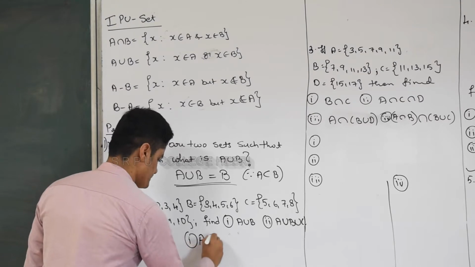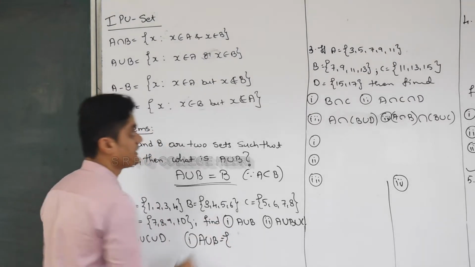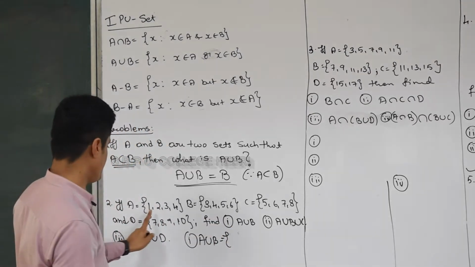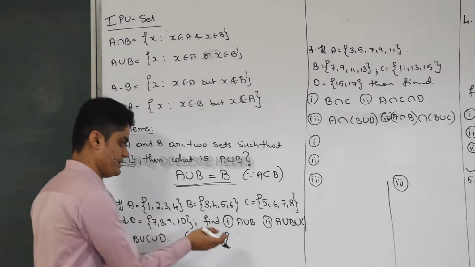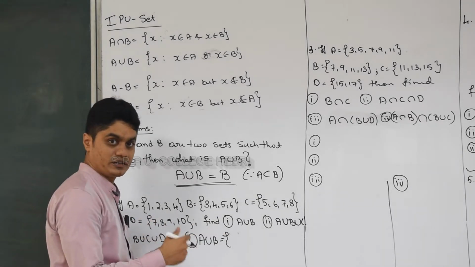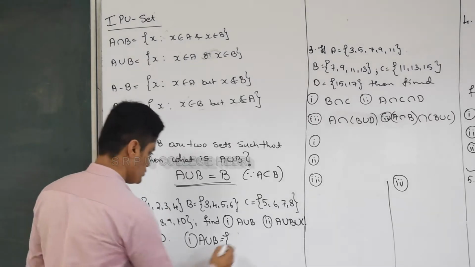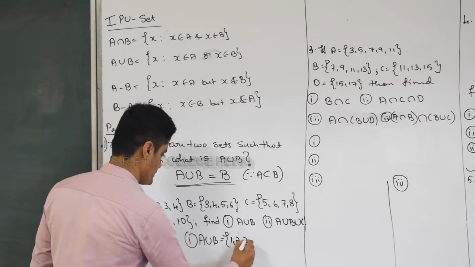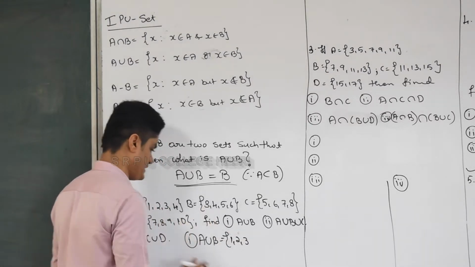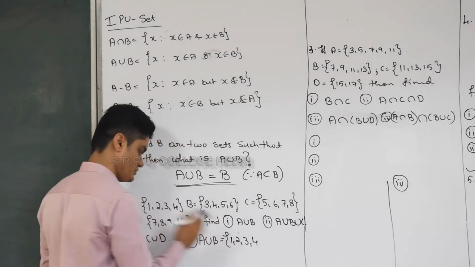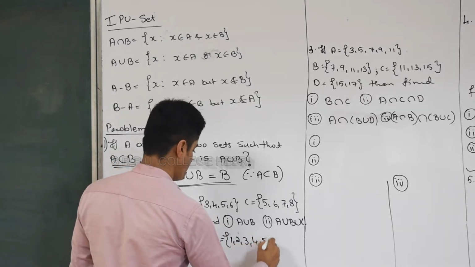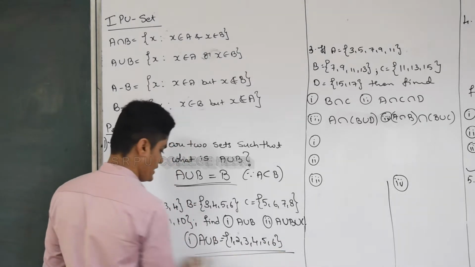A union B. For A union B, you have to take all the elements from A and B. If an element repeats more than once, you write it only once. So take 1, take 2, take 3, 3 is here also, so don't take it again. 4 is there in both, but take it once. Then 5 from B, 6 from B. So this is A union B.